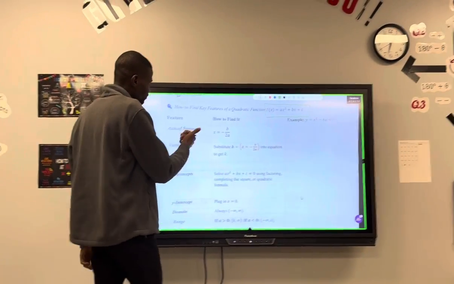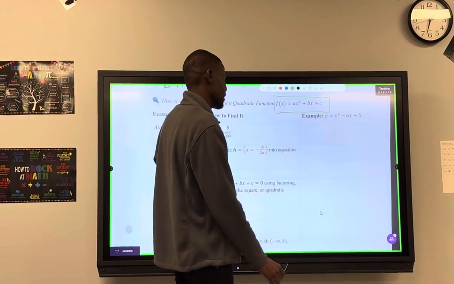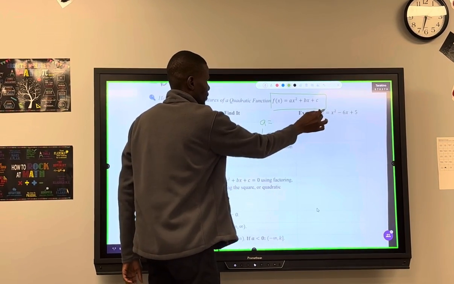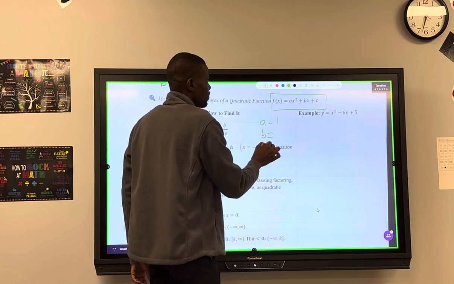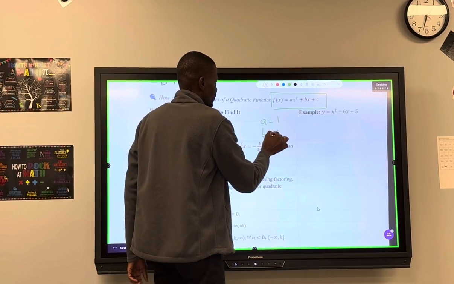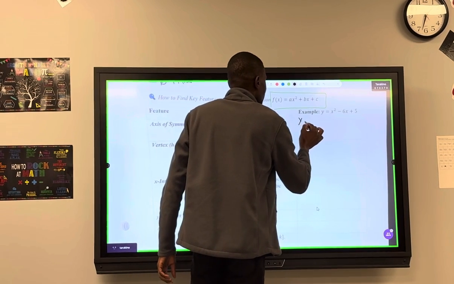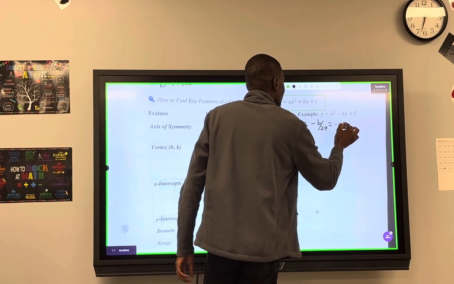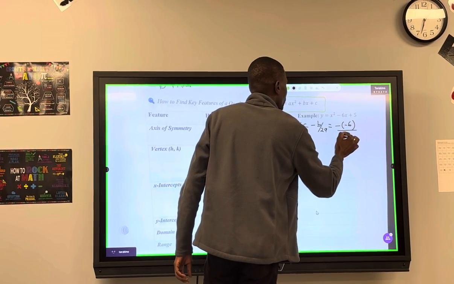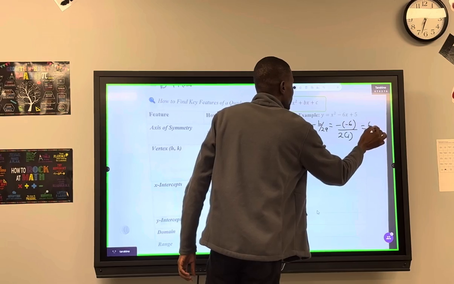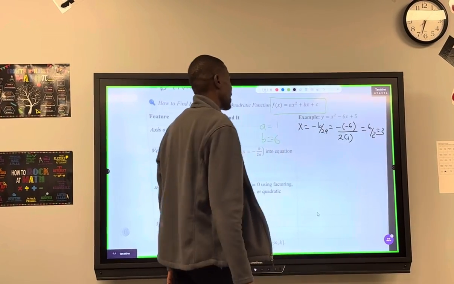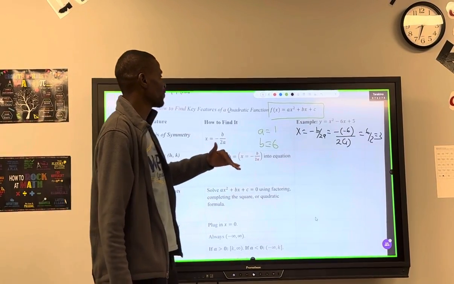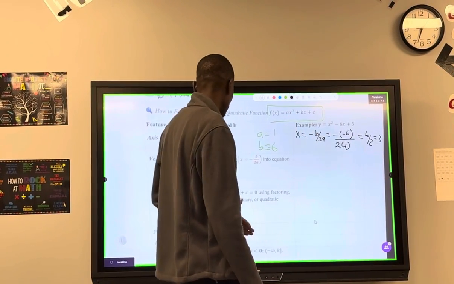So now, let's go ahead and determine our a and b. What is the a value? Here, what is the a value? 1. What's the b value? Negative 6. Good. So if we use x equal to negative b over 2a, it's going to be negative 6 over 2 times 1, which is 6 over 2, which is 3. Right. That's correct.